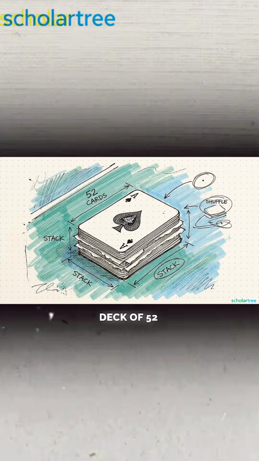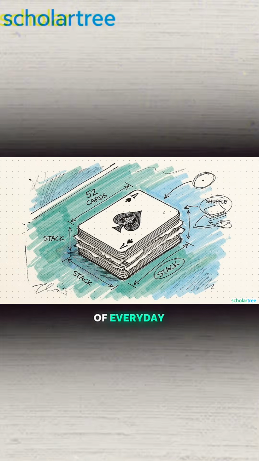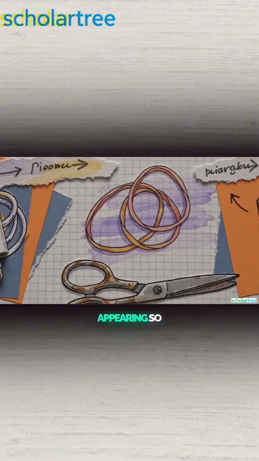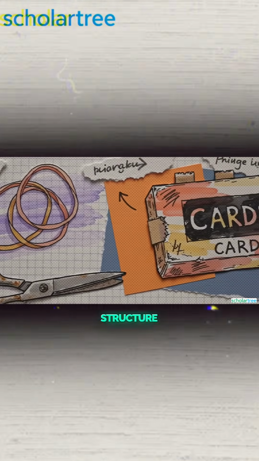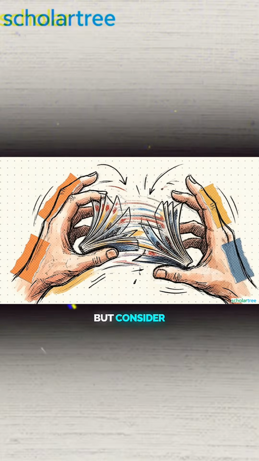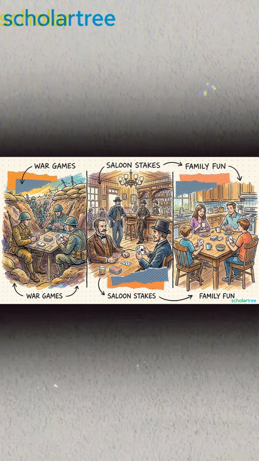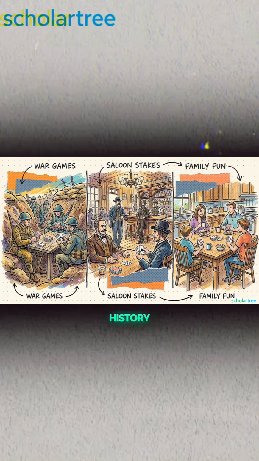A standard deck of 52 playing cards is a fixture of everyday life. They sit in junk drawers and on coffee tables, appearing so frequently that we rarely give their physical structure a second thought. But consider the outcome of a single, thorough shuffle. What is the likelihood that the specific sequence you just created has ever appeared before in human history?